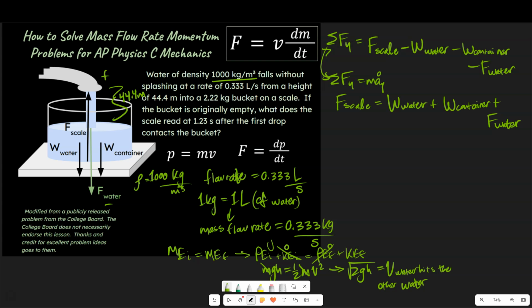So that is why they give us this 44.4 meters, or I have a variant of it here. In any case, we do have also the mass of the bucket. That's actually pretty easy, right? We need the mass of the bucket or the container. So the weight of that is just going to be the mass of the container times gravitational acceleration. That's what we mean by the weight of the container here. And it says that the bucket is originally empty. What does the scale read at 1.23 seconds after the first drop contacts the bucket?